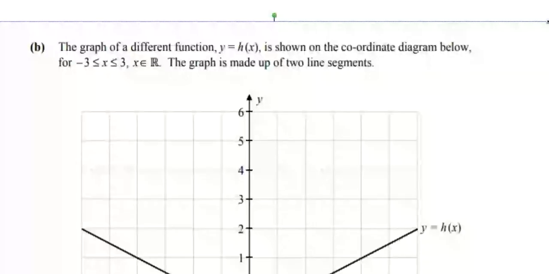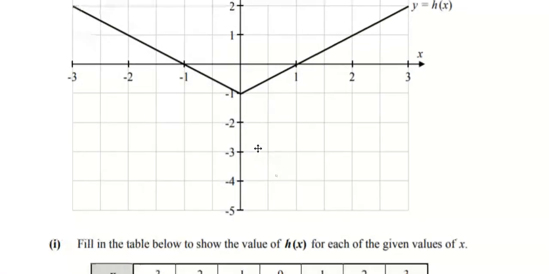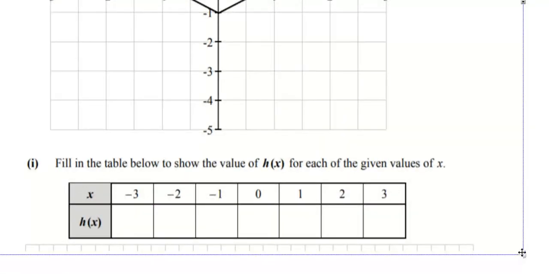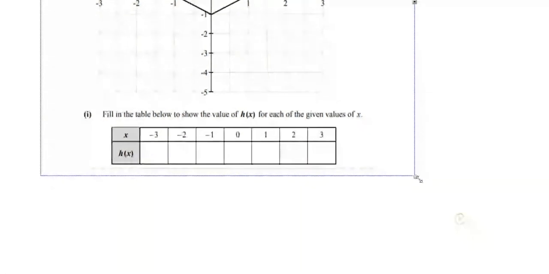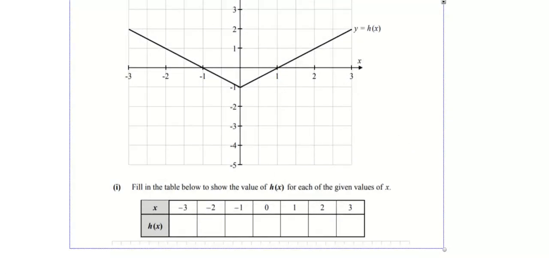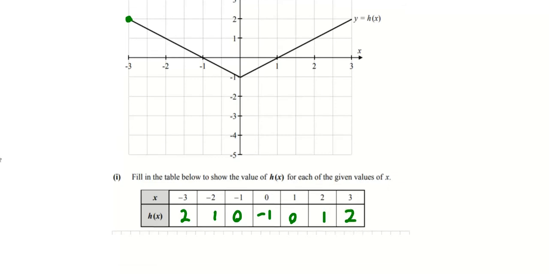Now let's move on to the next question. A graph of a different function h of x is shown on the coordinate diagram below, where it's going from minus 3 to 3. Find the value of h(x) in each of the following. So it gives you the x value, and then you need to find the h(x) value. So what do we have here? Minus 3, 2; minus 2, 1; minus 1, 0; 0, minus 1; 1, 0; 2, 1; and 3, 2.